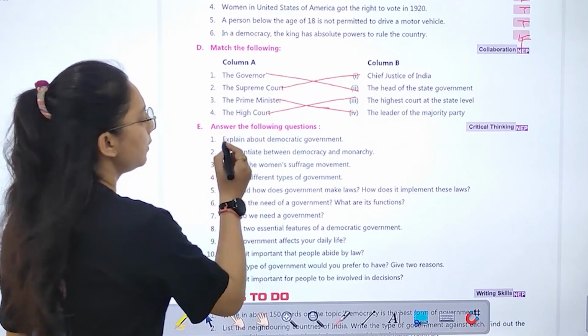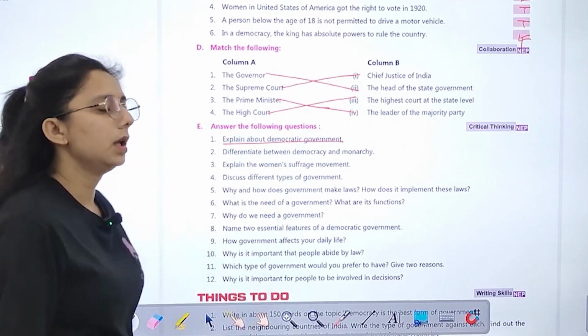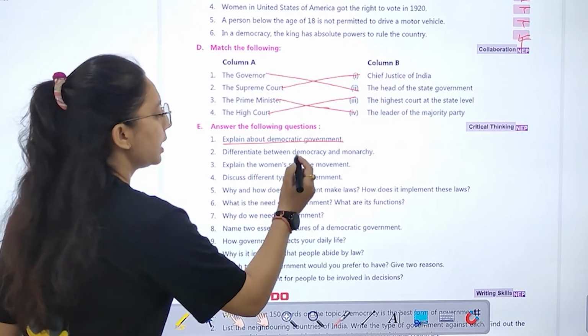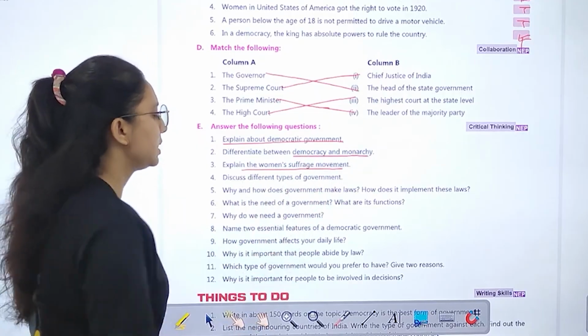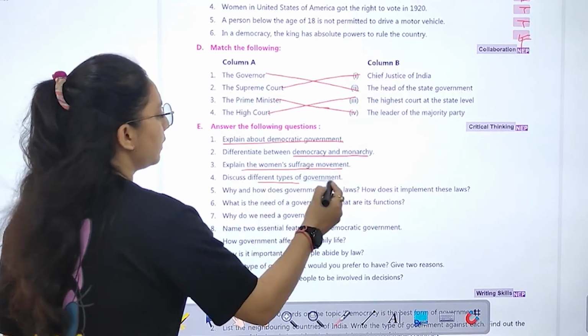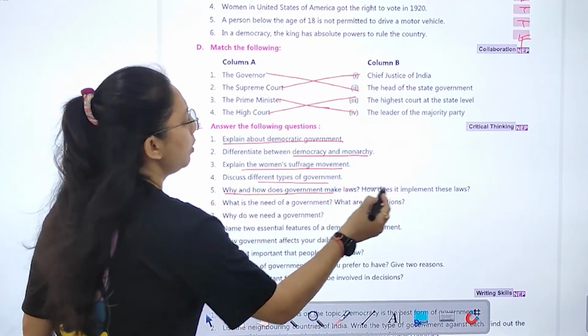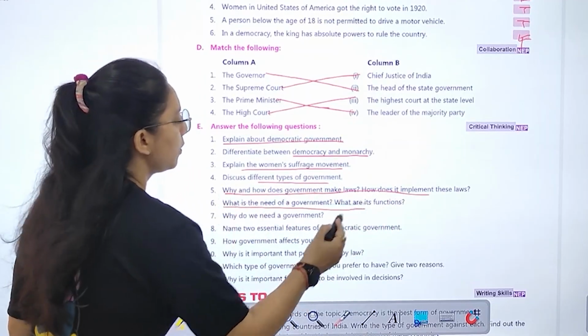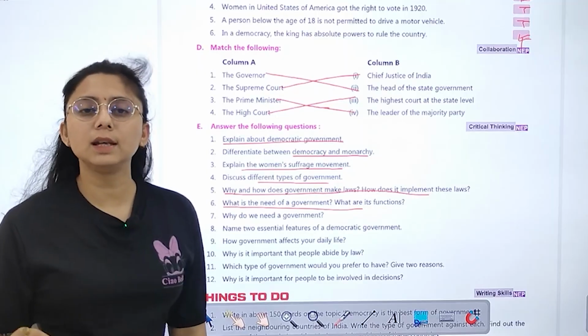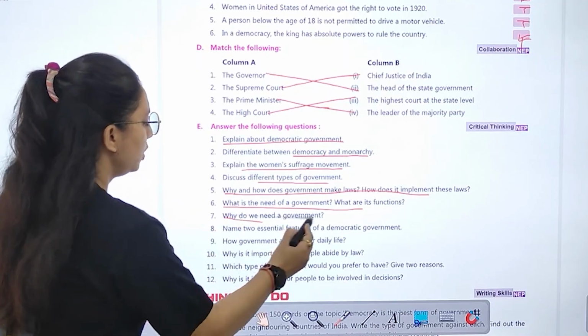Now answer the following. Explain about democratic government. Then give the difference between monarchy and democracy. Explain the woman suffrage movement. Then tell the different types of government: democracy, dictatorship, monarchy. Why and how does government make laws, and what is the need of government? You have to tell what the functions of the government and its leaders are. Why do we need government?